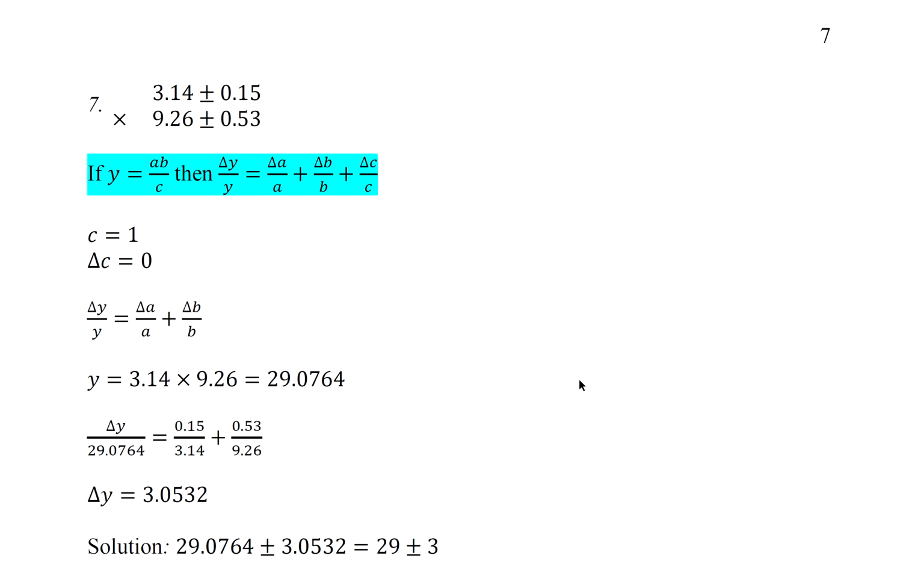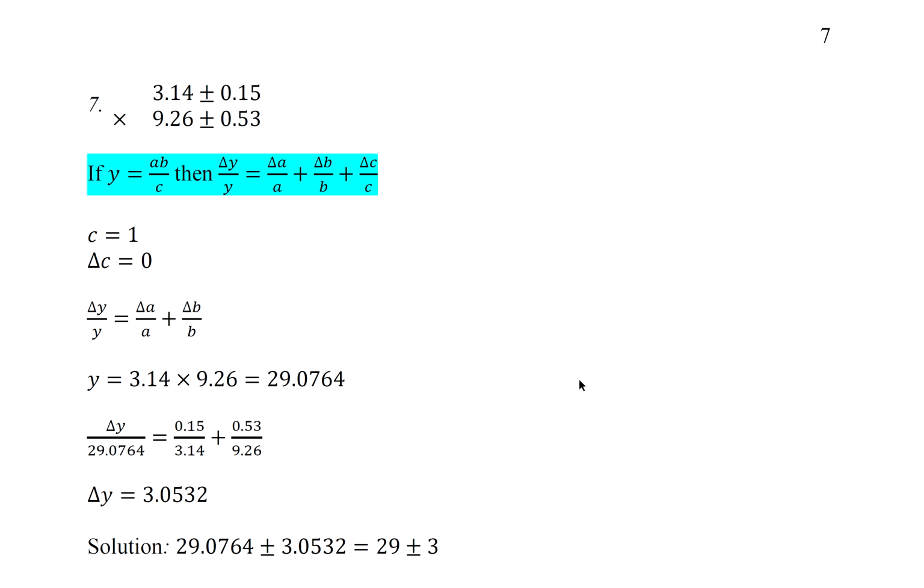Question 7, this is where things get tough. We are multiplying uncertainties, okay? So look at the equation in yellow. If y equals ab over c, then delta y over y equals delta a over a plus delta b over b plus delta c over c. So look at what we have and look at our equation in blue. We could see that since we're multiplying numbers, c in that blue box is going to be equal to 1. So delta c is going to be equal to 0.